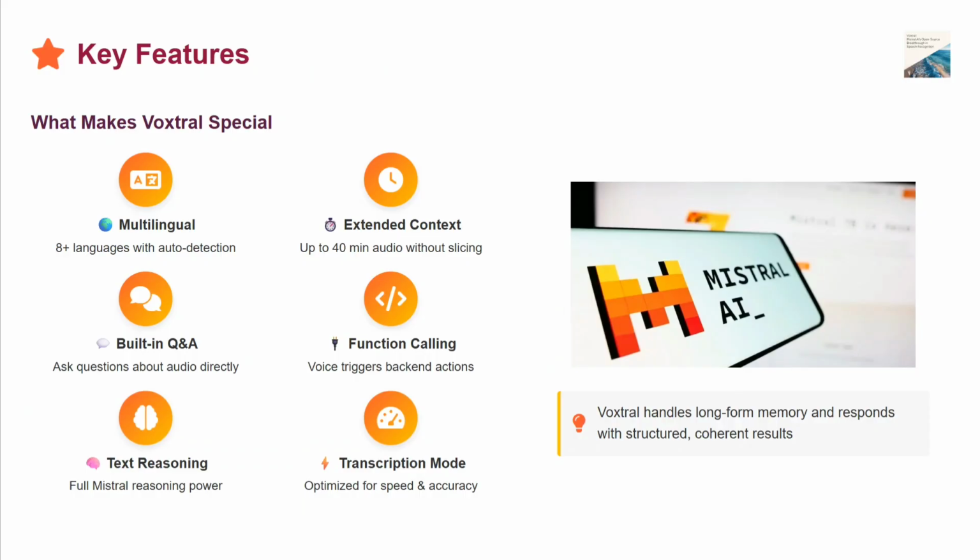Talking about the key features, multilingual speech to text, that's the important part. Whisper might not be the best, but I think for multilingual, Voxtral now takes the place with 8+ languages, including Hindi. Extended context, no one can beat it here. About 40 minutes of audio, you can feed it and get speech to text.